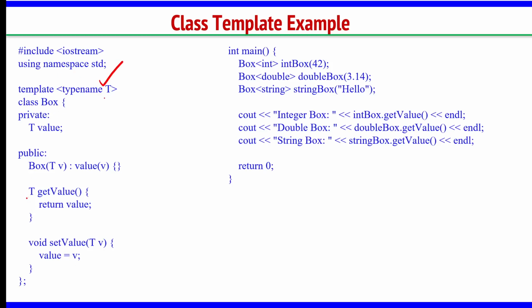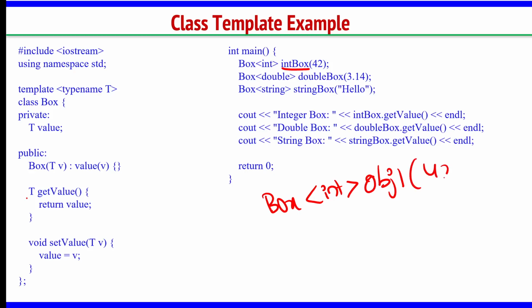Okay. So, I have created a template for a class and everywhere I have used T like this. Now, from main, when we are creating an object for this class, you see Box, the type of value which I am sending, int Box 42. Int Box 42 means for this Box class, I am creating an object, it is like Box int object 1 with 42.